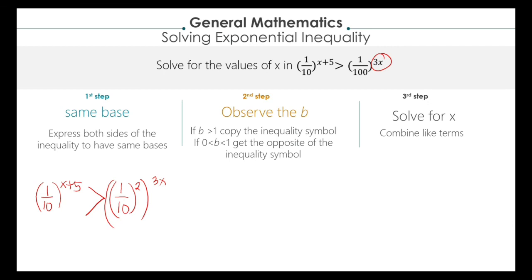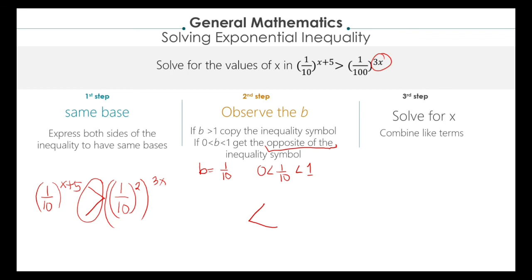Okay. Now, you may proceed with the second step since parehas na yung base mo. Ang second step mo, you have to observe your base. Ang base mo, again, ay 1 all over 10. And 1 all over 10 is between 0 and 1. So, ibig sabihin, you have to get the opposite of the inequality symbol. So, kung mapapansin nyo mga anak, ang gamit natin sa first step ay greater than. So, since your base is between 0 and 1, it will become less than because you have to get the opposite of the inequality symbol.